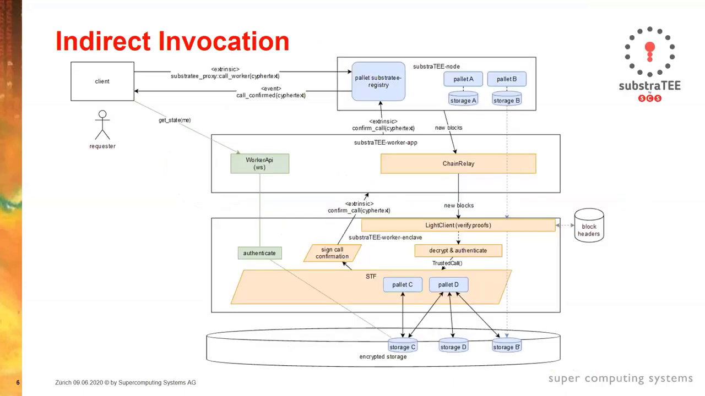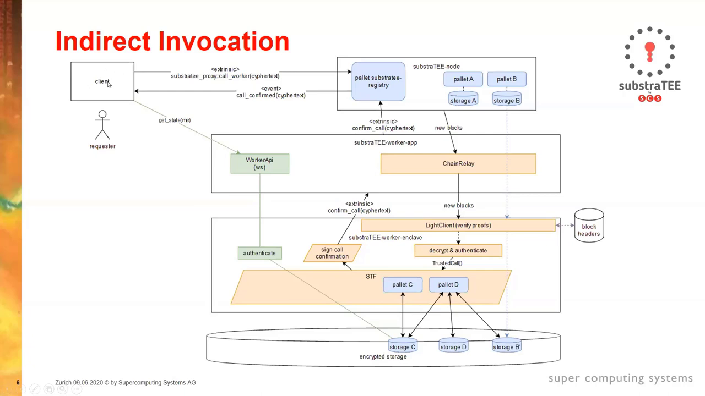Okay, so how does this indirect invocation actually work? I hope you can see my mouse pointer because we will spend some time on this slide. Let's imagine one example that we delivered was private transaction. So we want to transact tokens privately. We have the requester, Alice, who wants to send tokens to Bob without anyone else knowing who transacted how much to whom.